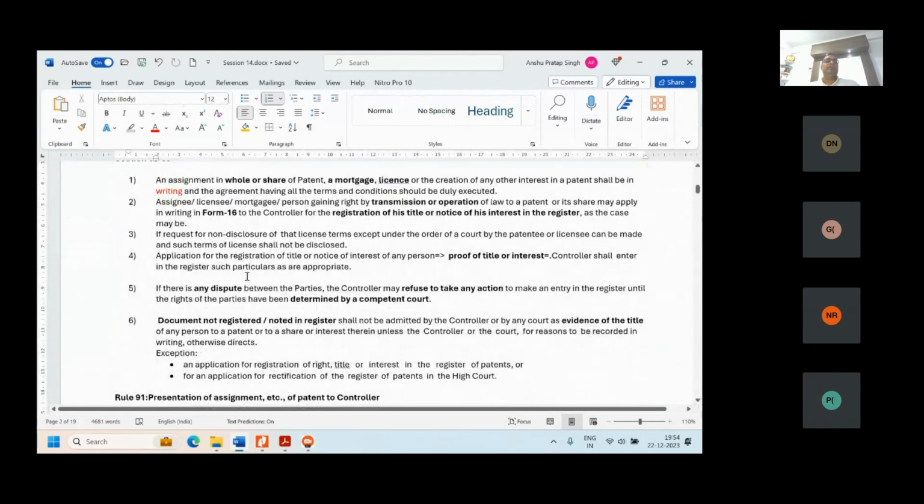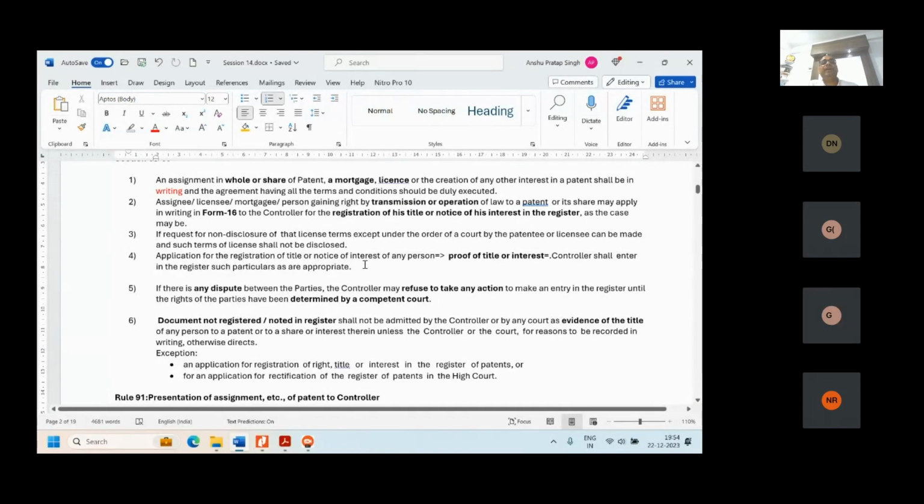Now, you can always say that since a license is commercial, there will be various commercial terms. You can always say that my license terms should not be disclosed, keep it confidential, and those can be kept confidential unless they are under the order of a court, by the patentee or licensee. Okay.